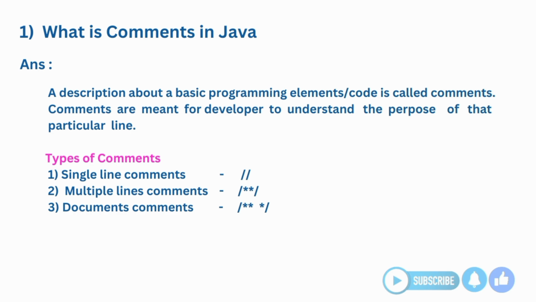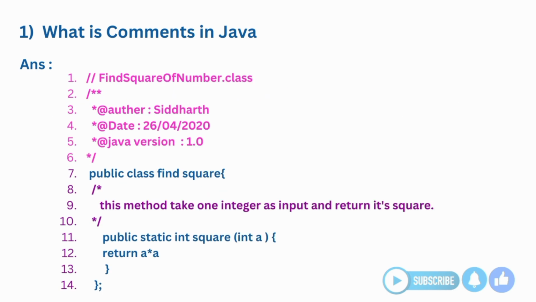Let's see the demo now. On the screen you can see one little example. Line number 1 is a single line comment. Line number 2 to 6 is a document comment, and line number 8 to 10 is a multiple line comment. Now you can understand the main difference between these three comments.